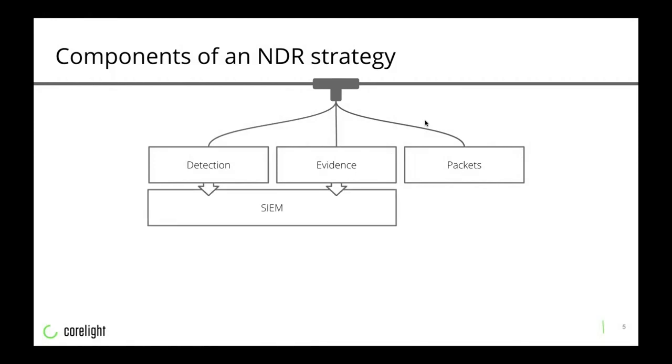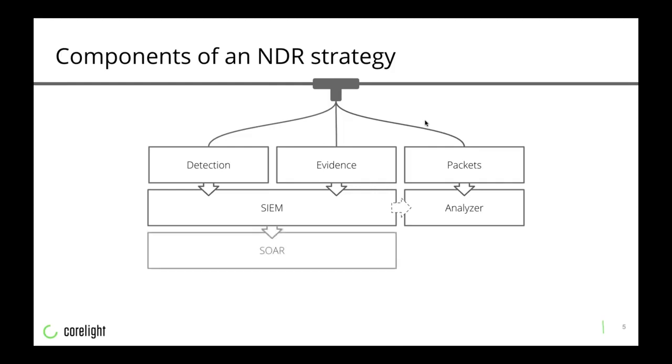Now, with those components in place, next you're probably going to want a data lake, a single source to put your detections and evidence. Typically, that's a SIEM. And on the packet side, you need an analysis tool to actually tear apart those packets and make sense of them. And advanced shops may want to add orchestration and automation capabilities on top of this. And if you look at all of these components, this is the basis of the core components of technologies that you might see in an NDR platform you're building.